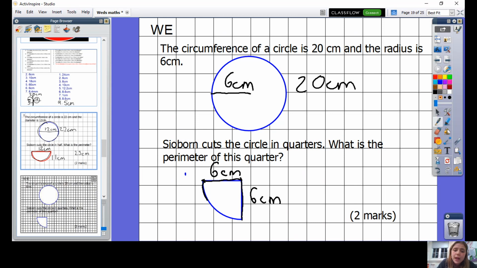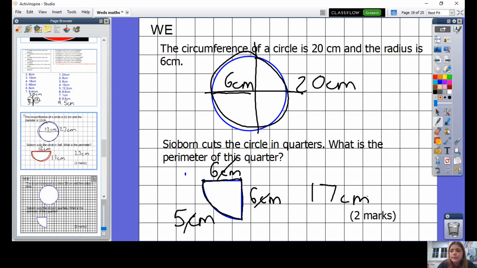Quickly have a think to yourself how you would work out this part of the curve of the circle, remembering the circle's been cut into quarters. Well done if you said I should do the circumference divided by 4. 20 divided by 4 is 5 centimetres. Now to find the perimeter, I'll have to add those up. Quickly add up those three lengths together. 6 add 6 is 12, add 5 is 17 centimetres.